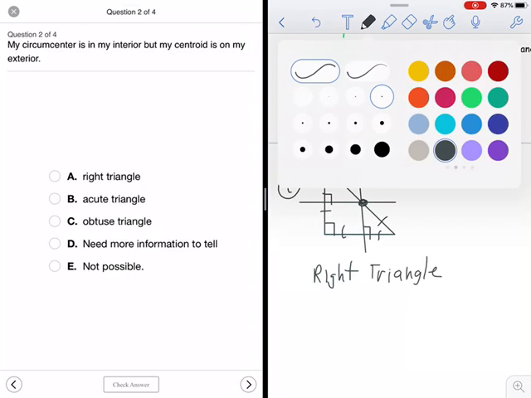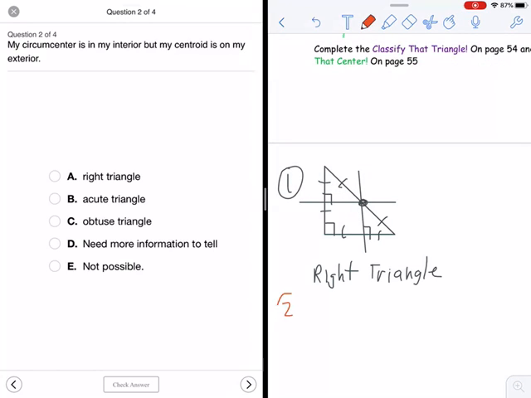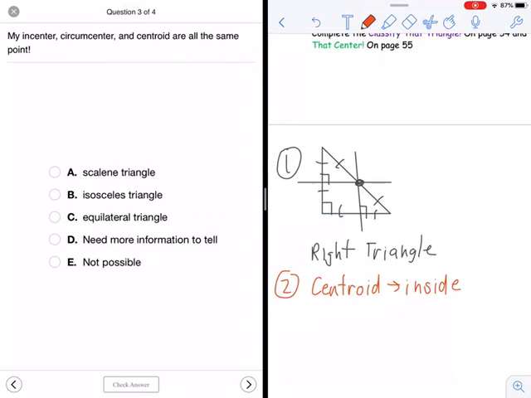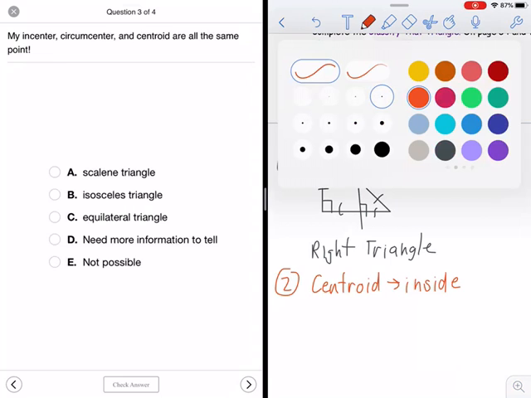Number two: my circumcenter is in the interior, but my centroid is on the exterior. Now this is not possible. Centroids have to be on the inside. You can't balance a triangle on a point that's outside of the triangle. That doesn't make sense, at least to my puny little brain. Next: my incenter, circumcenter, and centroid are all the same point.